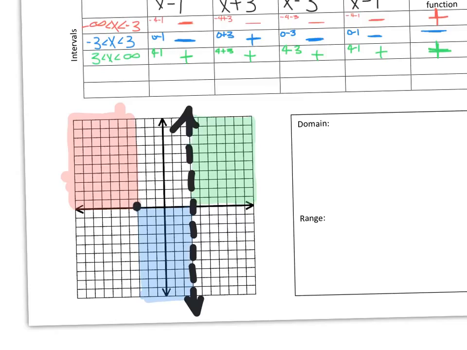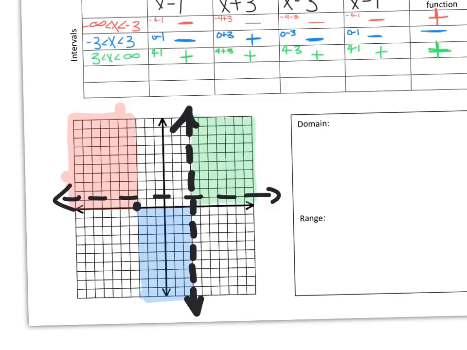And we also had a horizontal asymptote. Where was our horizontal asymptote? 1. Okay, I'm going to draw that in as well. And you guys should already have that drawn. Okay, so we've kind of got an idea of what our graph is going to look like.